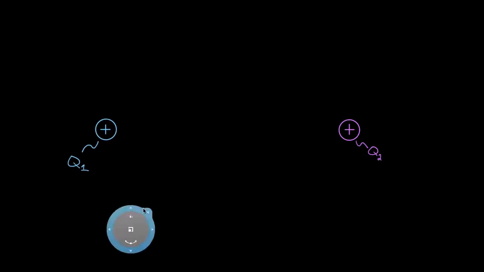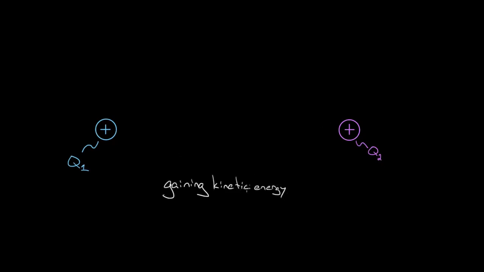They're going to start gaining kinetic energy. They're going to start speeding up. But if these charges are gaining kinetic energy, where is that energy coming from? I mean, if you believe in conservation of energy, this energy had to come from somewhere. So where is this energy coming from? What is the source of this kinetic energy? Well, the source is the electrical potential energy. We would say that electrical potential energy is turning into kinetic energy.